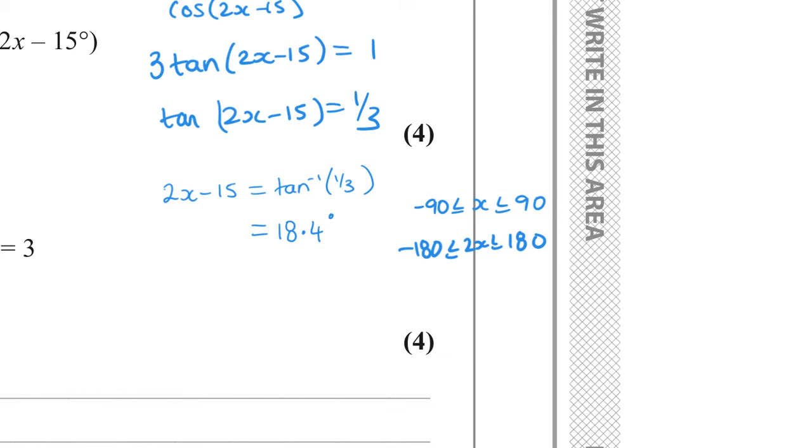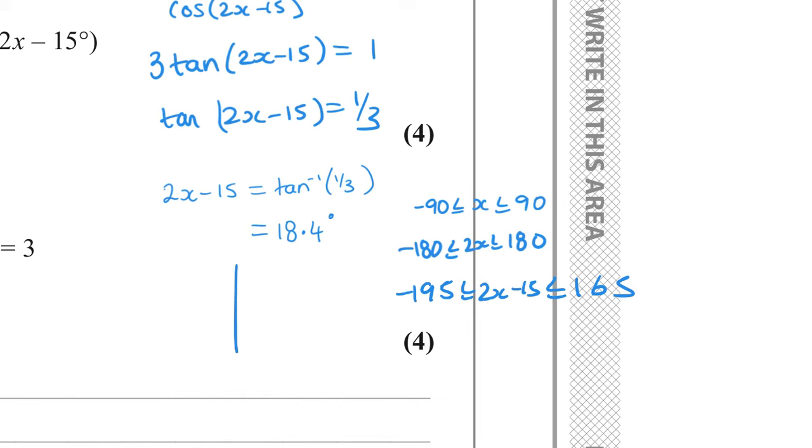So, because it's doubled here, 2x minus 15, I doubled it. Now what am I going to do? Take away 15. Minus 180 minus 15, and then 165. This just gives me my new boundaries, okay?